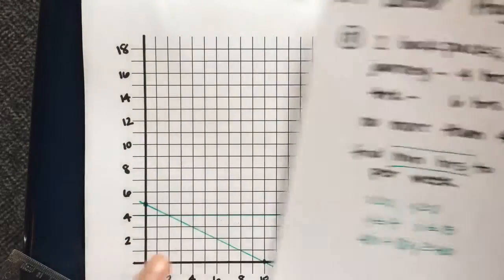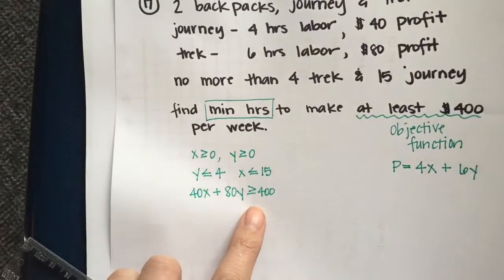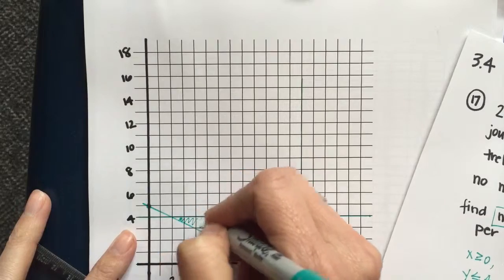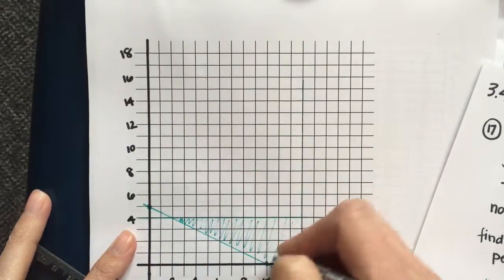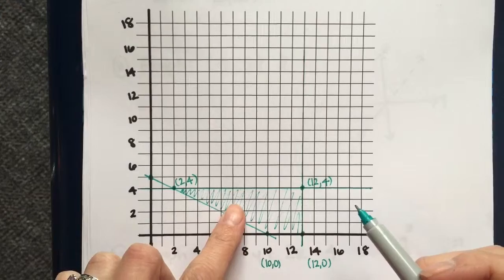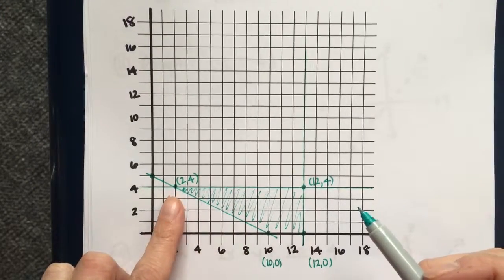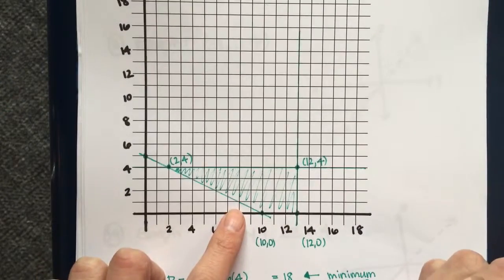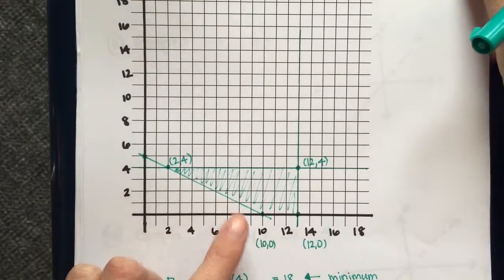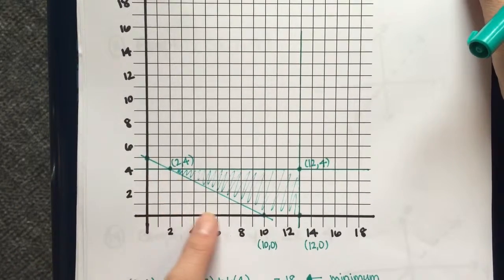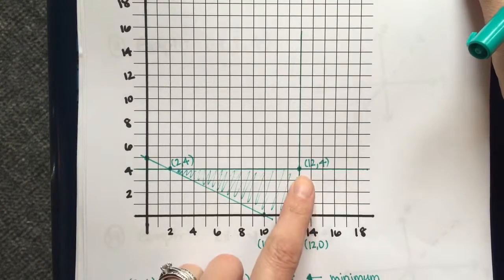And be careful with your shading, because normally you would probably shade right here, but it has to be greater than or equal to 400. It's this side. So it's actually this shape right in there. So where we left off, I had graphed the feasible region. I went through and found all of the vertices. Because I used a large graph and a ruler and was careful, I could find the vertices just by looking at the graph. This one is (2, 4). Down here is (10, 0), (12, 0), and (12, 4).